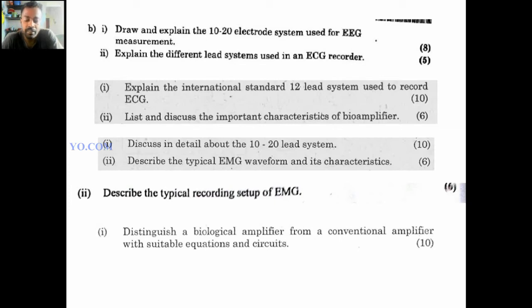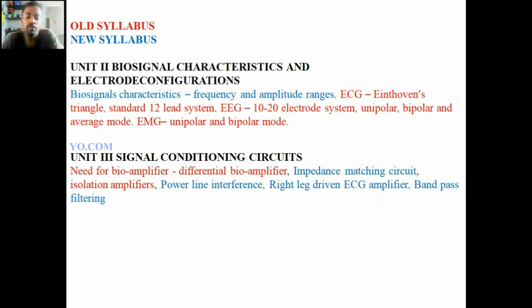Okay, right. So these questions were asked in the previous year medical electronics subject, not from your subject. Actually your subject is a new syllabus, so no old university questions. That is an important thing. Okay, right. So here I compared unit 2 and 3 with the old syllabus. The red lines are old syllabus, the blue lines are new syllabus. Okay, so biosignal characteristics, frequency and amplitude ranges is a new thing.